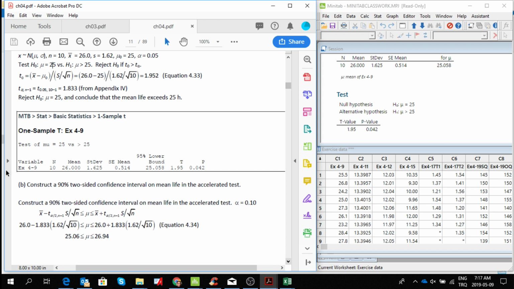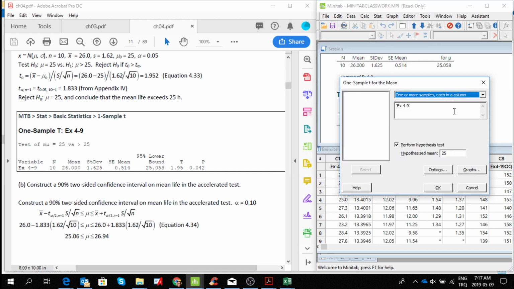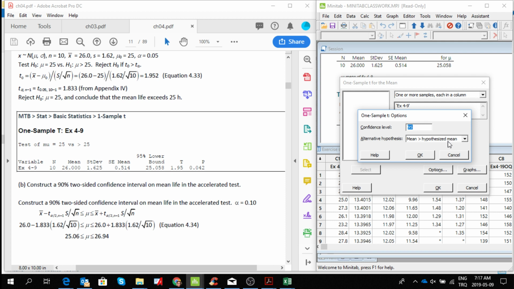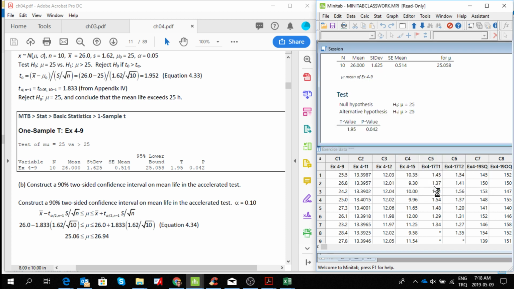In part B, on the other hand, they ask us to construct a 90% two-sided confidence interval on mean life in the accelerated test. So we have to go through this Stat again, Basic Statistics, and One-Sample t. Here we have the same data, so we keep it. We perform the same test, however, the confidence level is going to be 90% because our alpha is 0.10. And then the alternative hypothesis is two-sided, so we choose this for that. Now we click OK. So what do we get?